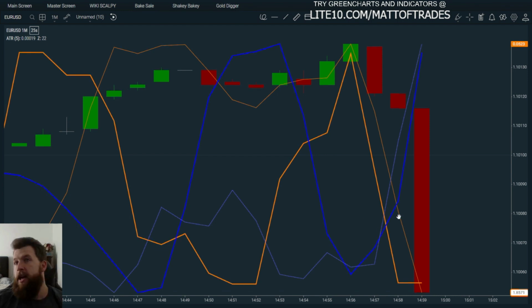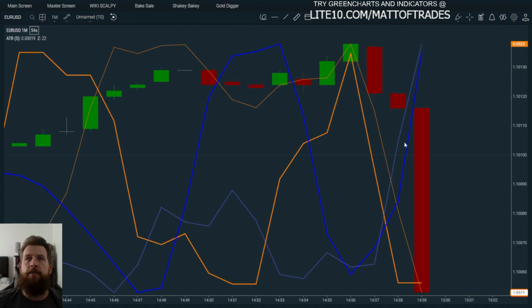But anyway, the most simple way to look at this is the oranges are directional, meaning the direction that the orange lines are pointing, that's the direction that the price is likely to go. The blues are inverse, so the direction that the blue lines are pointing, the price is likely to go the opposite direction. So we're going to briefly go over each of these lines and what they represent.